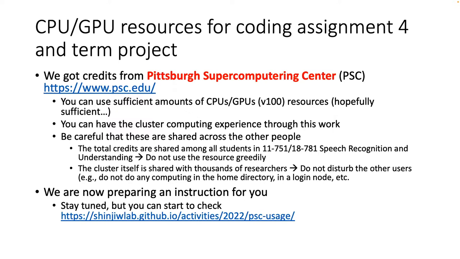And this is in general a shared computing resource, shared across the students in this course. The credit we got is 70,000 CPU hours, which you can also convert to the sum of the hours on the GPU. This credit is for this entire course. So if, for example, someone greedily uses the GPU or CPU resources, our credit will be gone and the other people cannot use it. So please be careful about that.